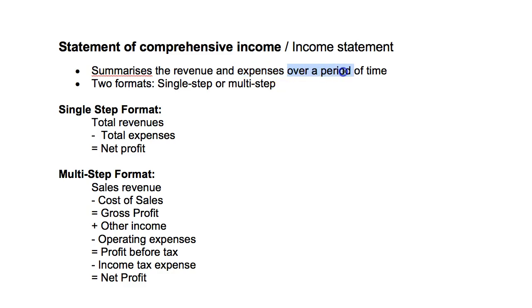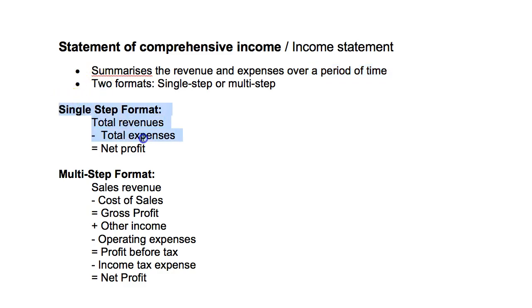Now, the profit is always for a period of time. For example, in the annual report, the profit will be for a 1-year period. In a half-year report, then the profit will be for a 6-month period. There are 2 different formats for the income statement.